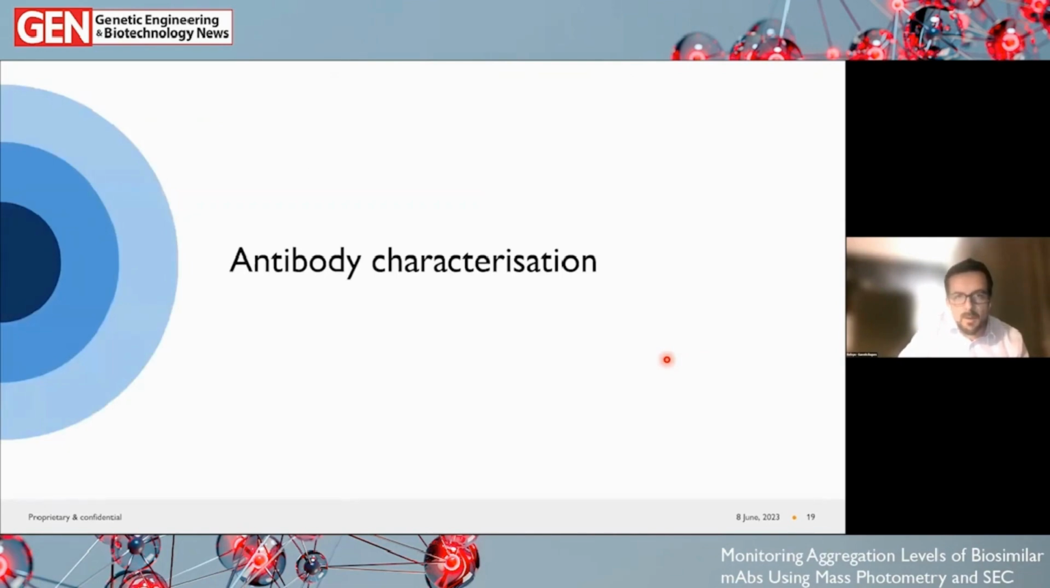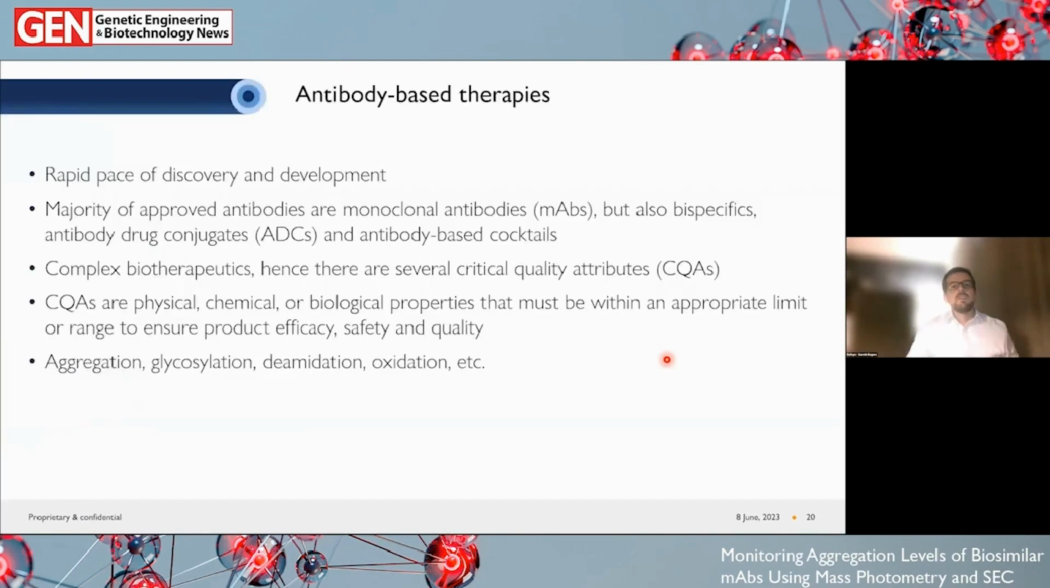So if we move into focusing in more detail on antibodies now. Antibody-based therapies, we're all aware there's a rapid pace of discovery and development here. The majority of approved antibody-based therapies are monoclonal antibodies. I think the first monoclonal antibody was approved by the FDA back in 1986, and I think the FDA approved their 100th monoclonal antibody back in 2021.